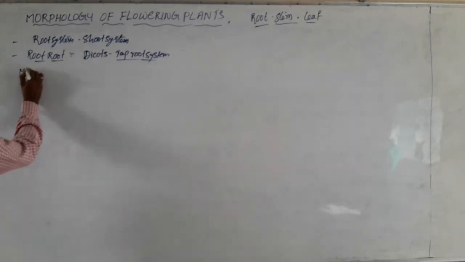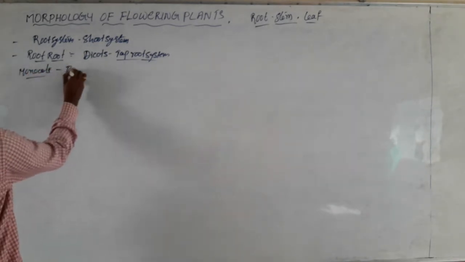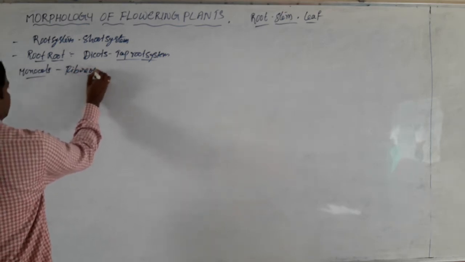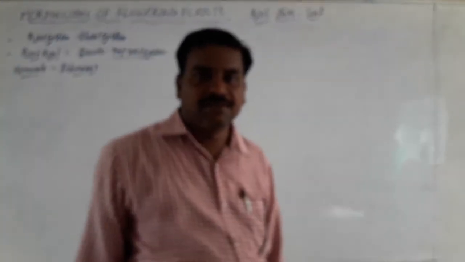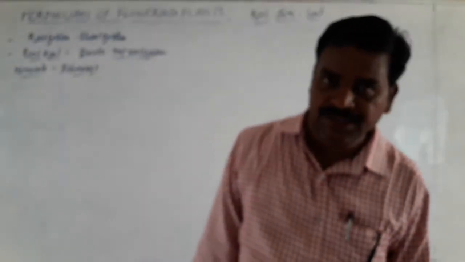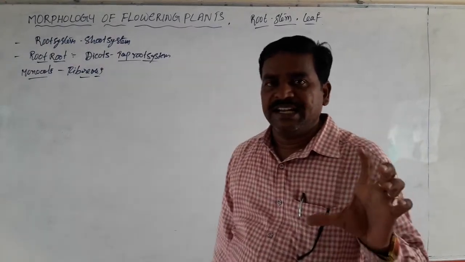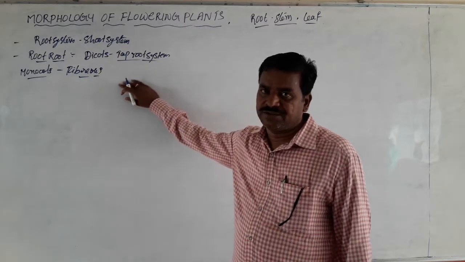Similarly, in case of monocots, fibrous root system is there. Here the radicle is absent. Initially the radicle is there, but soon it is replaced by a tuft of slender, identical roots. Such roots are called fibrous roots.